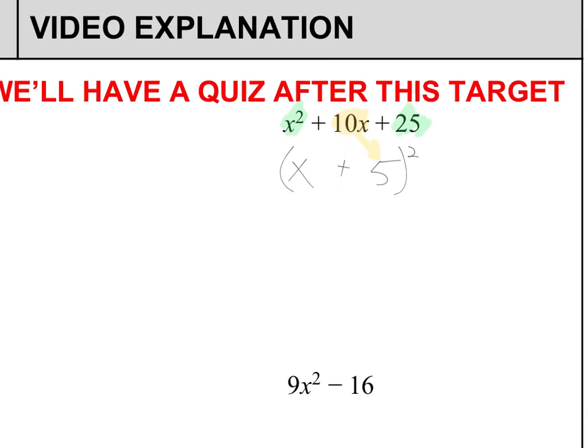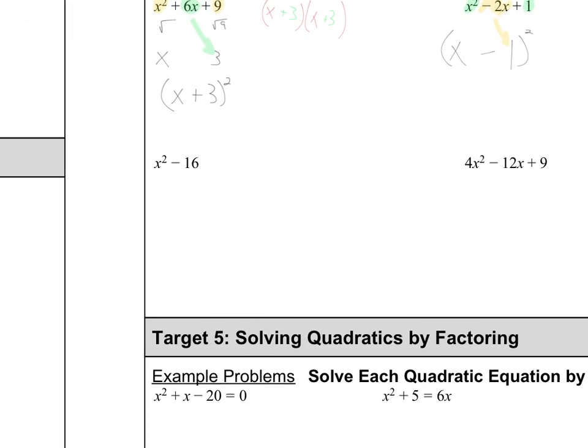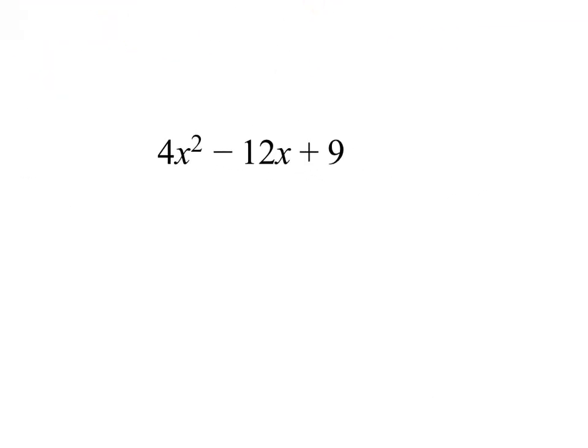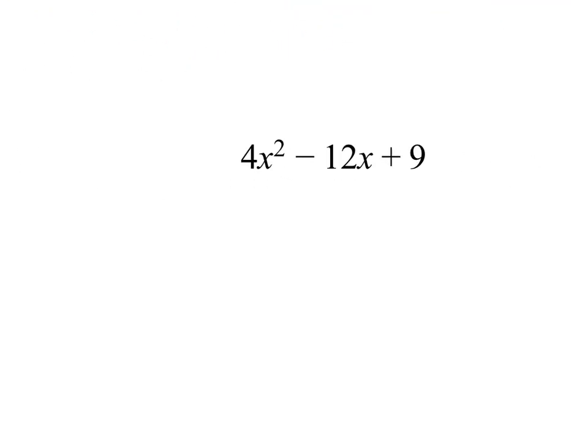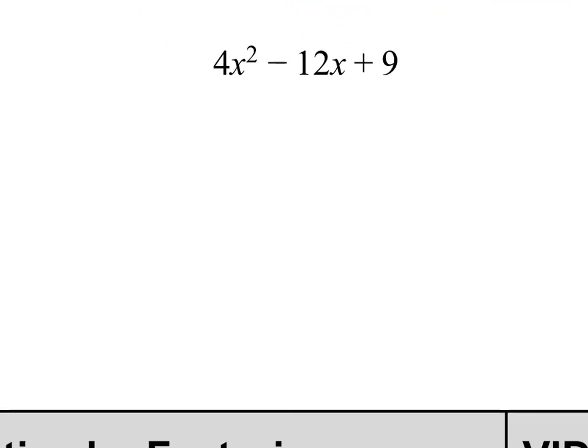All right. How many more we got? All right, let me do this problem here, and then we'll get into numbers 4 and 6. All right, so for 4x squared minus 12x plus 9, this one's going to be slightly different, but it's still going to follow the same logic.